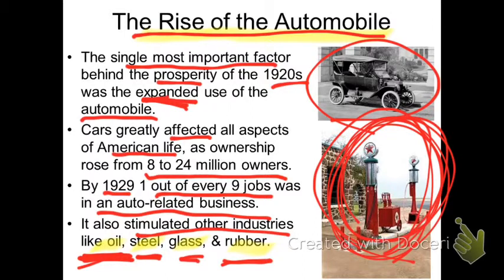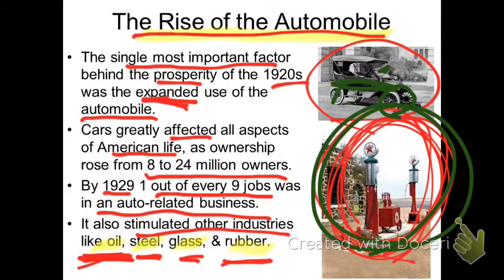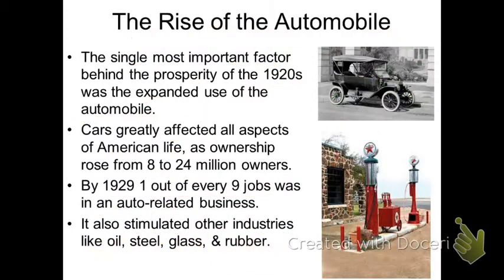Just looking at this picture right here, we have the rubber right there in the tire, glass right here in the windshield. We have steel, of course. Well, the whole body's made out of steel, and of course you can't really see it here, but oil, gasoline is necessary, required to run the automobile. Let's move on to our next slide.